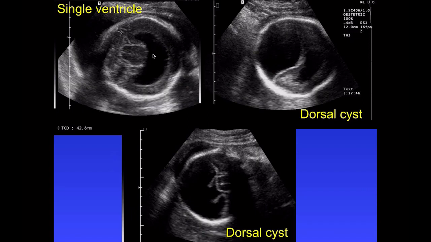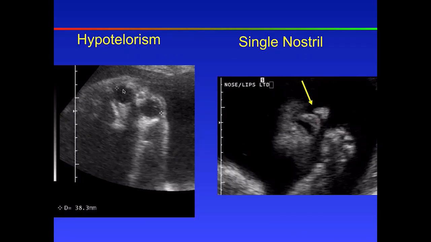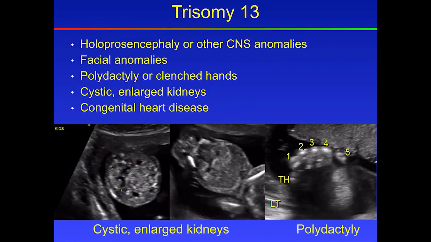Here we have the monoventricle and the fused thalami. We have a dorsal cyst that sits behind the monoventricle, and you can see it in this coronal plane as well. And then here we have hypotelorism, where you do not see the orbit in between the two. And this fetus also has a single nostril, which goes along with holoprosencephaly and midline facial defects.